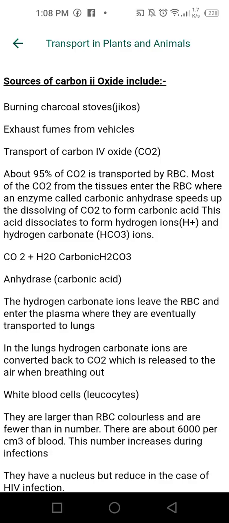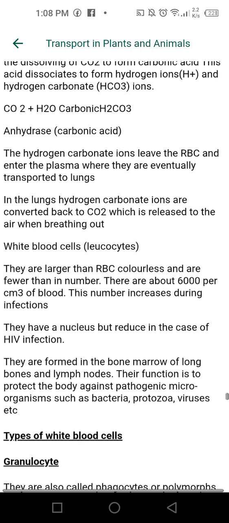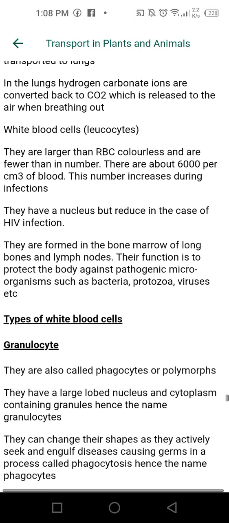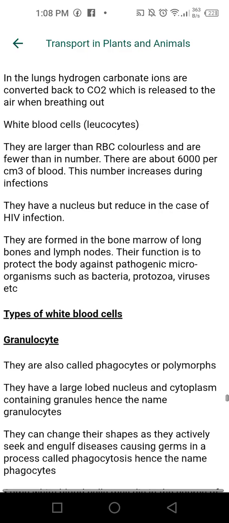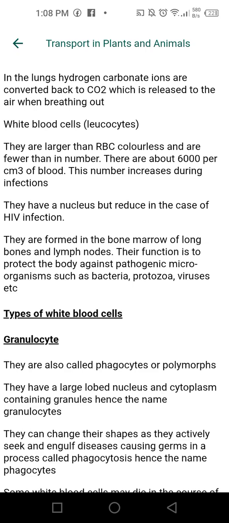They are larger than RBC, colorless, and fewer in number. There are about 6,000 per cc of blood. This number increases during infections. They have a nucleus but reduce in number in the case of HIV infection. They are formed in the bone marrow of long bones and lymph nodes. Their function is to protect the body against pathogenic microorganisms such as bacteria, protozoa, viruses, etc.